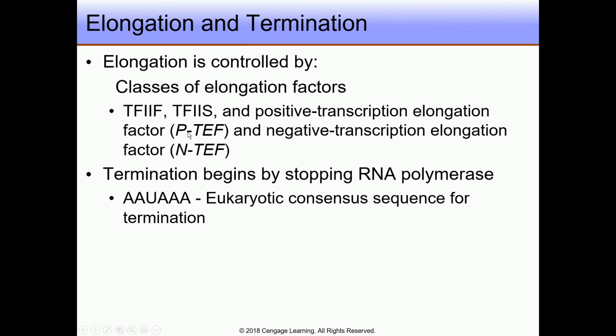And there are some proteins which are involved in the elongation process, and these are called elongation factors. Termination begins by stopping RNA polymerase, and there is a eukaryotic consensus sequence. It means there's a sequence in the DNA of the eukaryotes, which is AAUAAA. This is basically shown as the sequence in RNA. So this sequence is a signal for the process of transcription to stop.